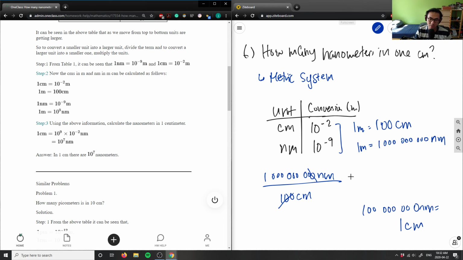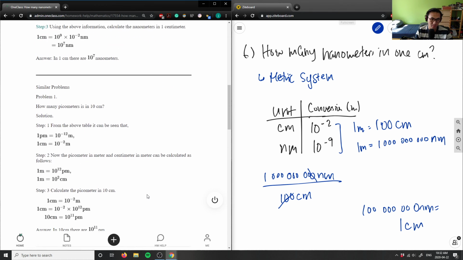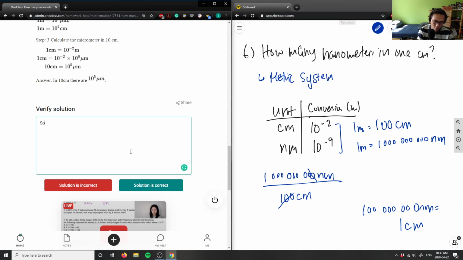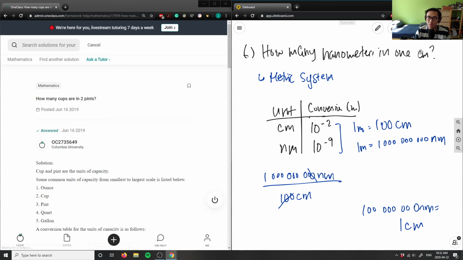So the solution here is correct. 10 to the 7 equals 100 million. So this solution here is correct. Good analysis. Solution here is correct. Sweet. So that's number 6.